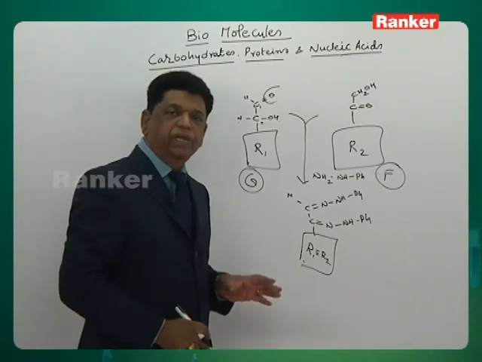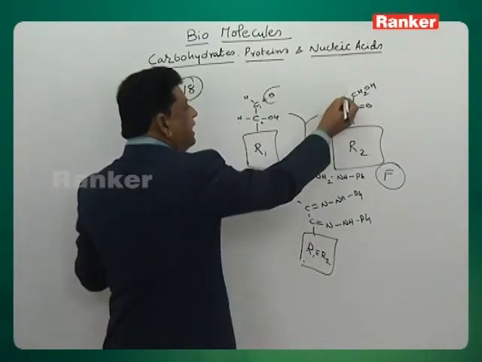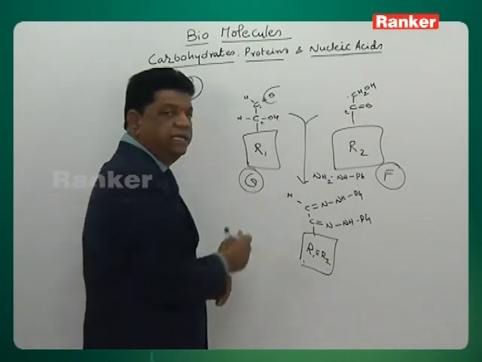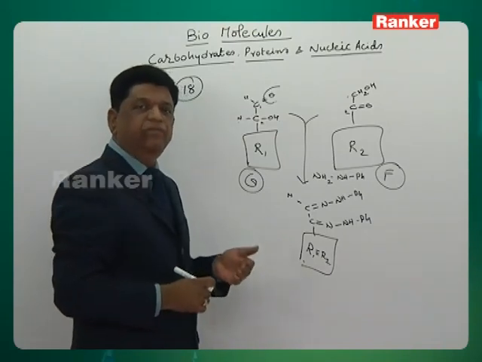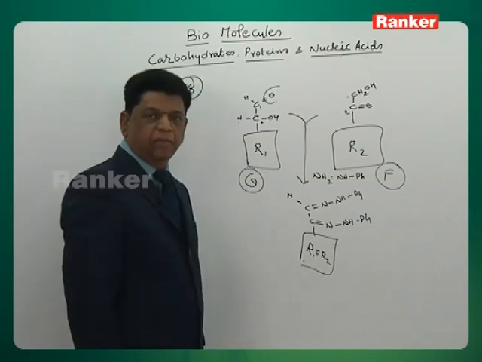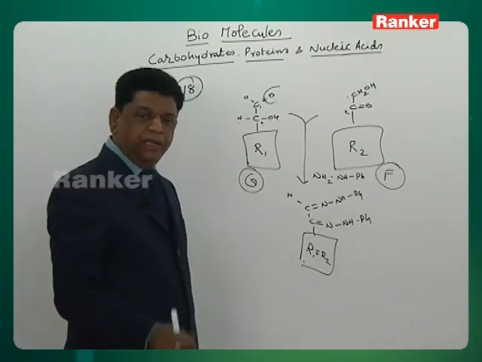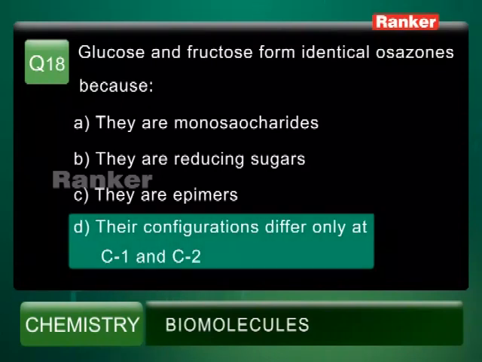So, the formation of identical osazone shows the difference is only at the first and the second carbons, but the rest, specifically the stereochemistry at C3, C4, C5, is identical. C6 anyhow is a non-chiral carbon. So, therefore, the statement D is absolutely right. So, the answer D is the right answer.